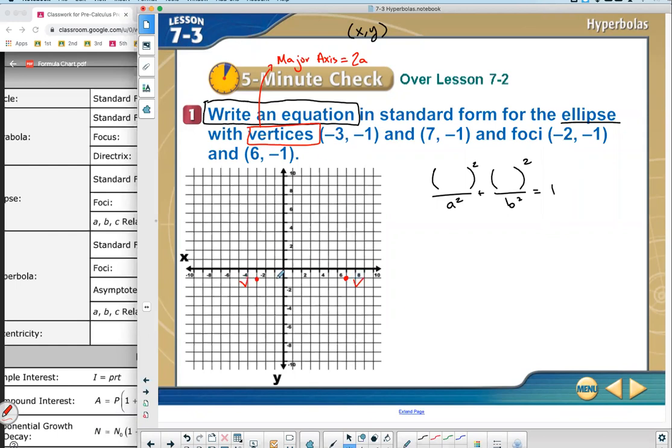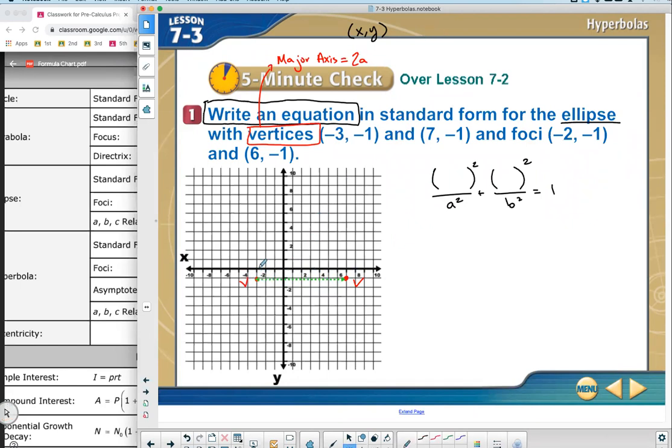So like I said, I want you to associate vertices with major axis, because the major axis is a line that connects vertex to vertex. So that's your major axis. And I want you to think of the formula 2a, because from the center, it's a units left and a units right. So here's what I'm going to do. We're going to calculate 2a from here.